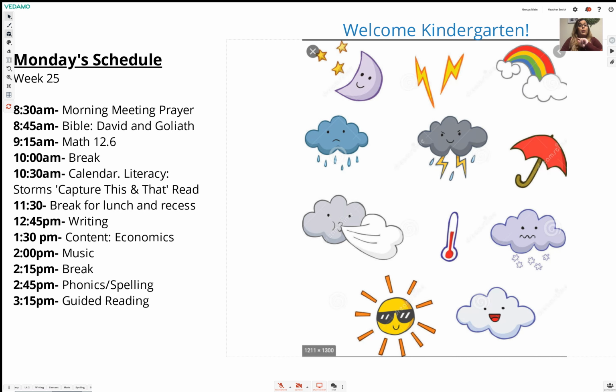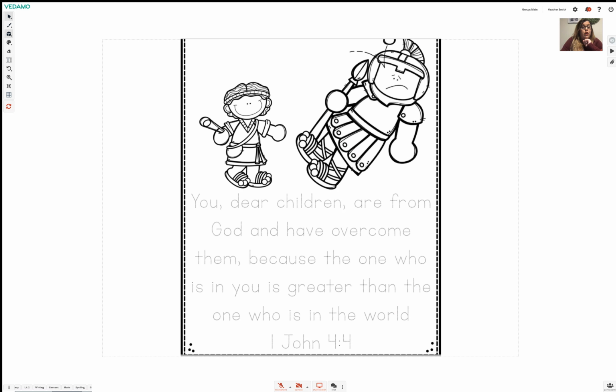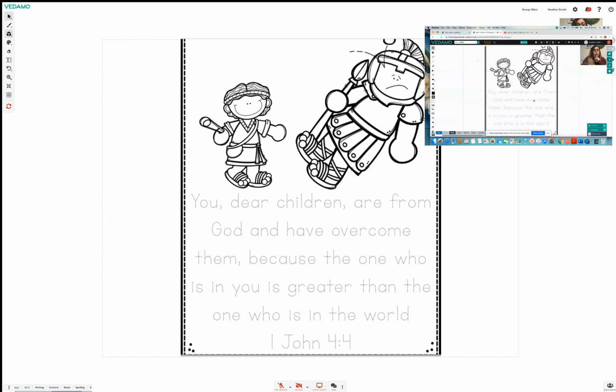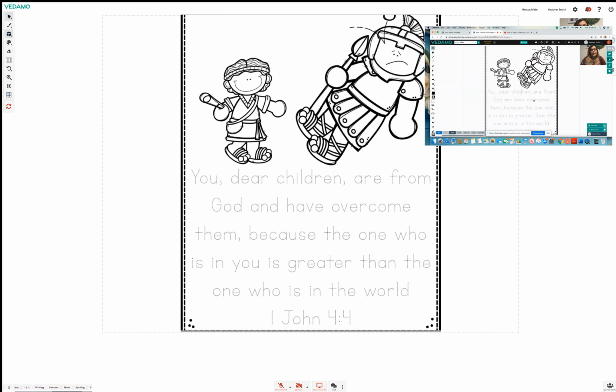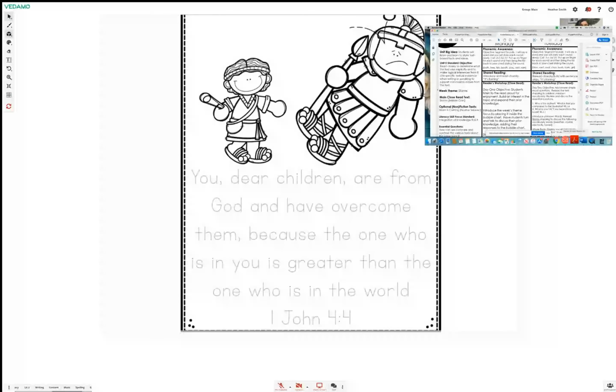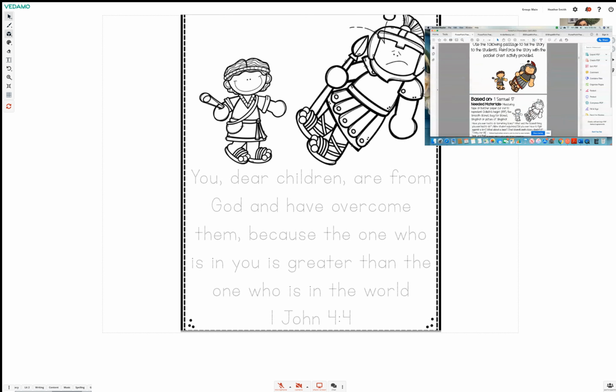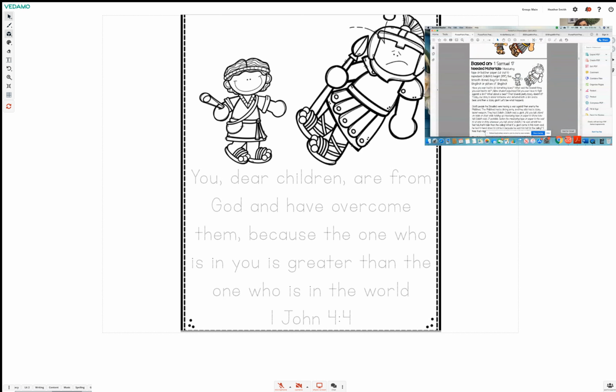We are doing David and Goliath for our Bible. So our Bible verse for this week is, "You, dear children, are from God and have overcome them, because the one who is in you is greater than the one who is in the world." 1 John 4:4. And our Bible story, you can just read David and Goliath out of the Bible. It is in 1 Samuel 17.